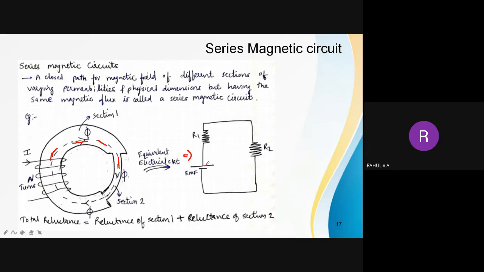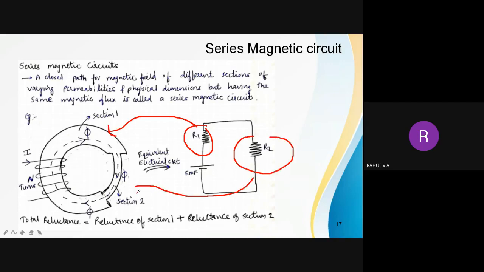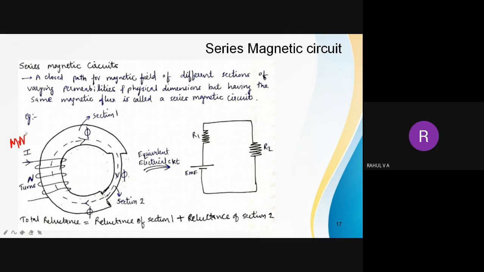There is a source of EMF in this electrical circuit, and there are resistances R1 and R2. The resistance R1 represents the reluctance of section 1, and resistance R2 represents the reluctance of section 2. And EMF is similar to the MMF created by this coil. So what is the formula for MMF created in this case?